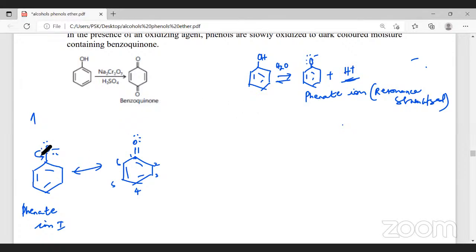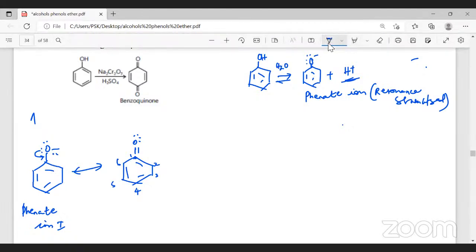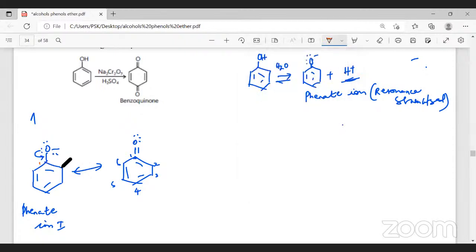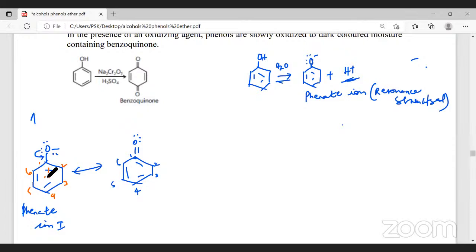So what happens is, when a pair of electrons comes towards carbon 1, the pi bond between carbon 1 and carbon 2 breaks. This is carbon 1, this is carbon 2, 3, 4, 5, and 6. When the pi bond breaks, pi electrons are formed. These electrons, will they move towards carbon 1 or carbon 2? Think and answer me.